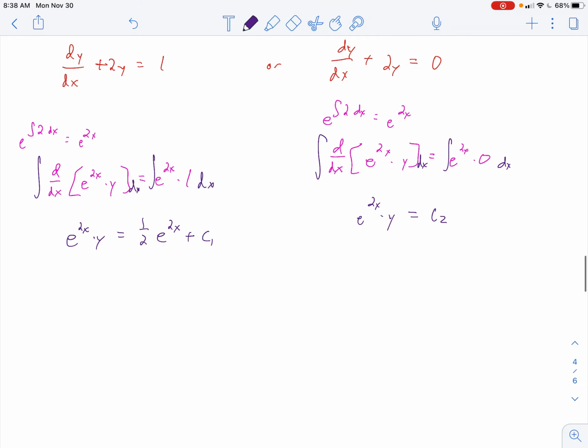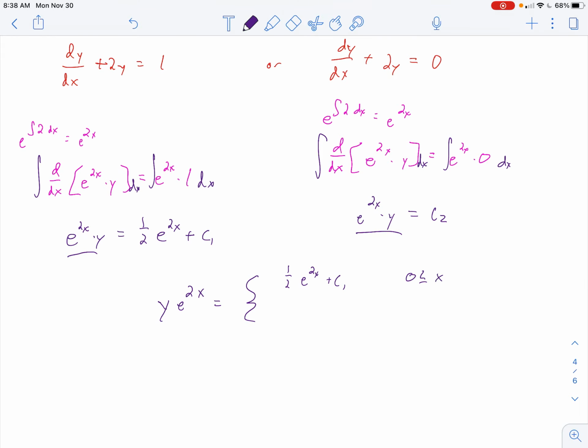Now we're going to rewrite this. We know both of these are y times e to the 2x, so y times e to the 2x is equal to 1/2 e to the 2x plus c sub 1 where x is between 0 and 3, and then it's just equal to c sub 2 where x is greater than 3.